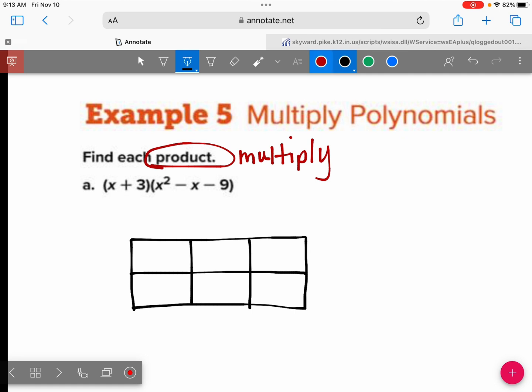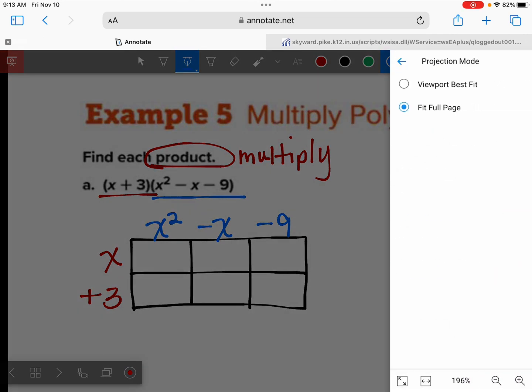So down the side, I'm going to put my x plus 3. And then across the top, put your x squared minus x minus 9. So it's the same concept that we've been doing, except now we have more squares to fill in.